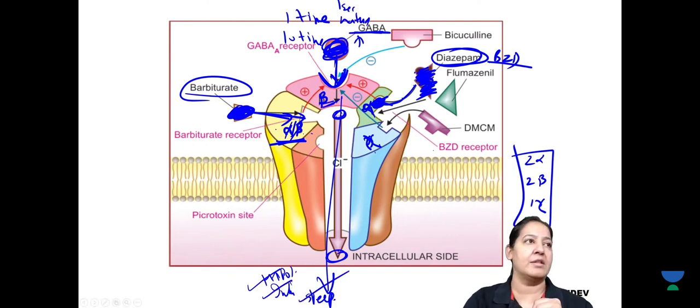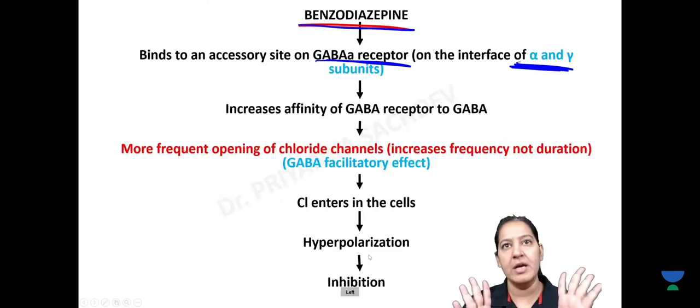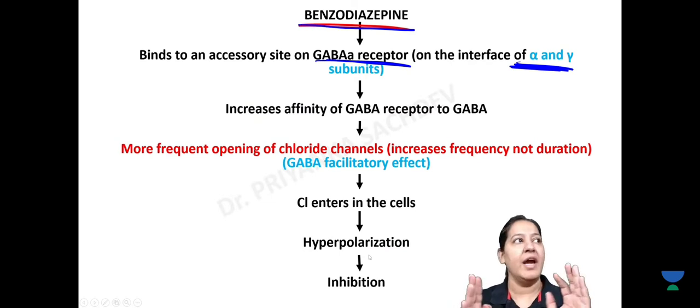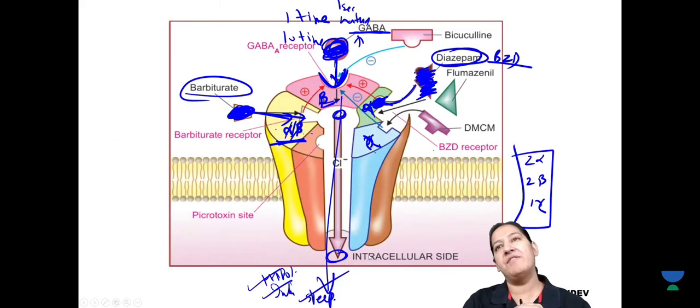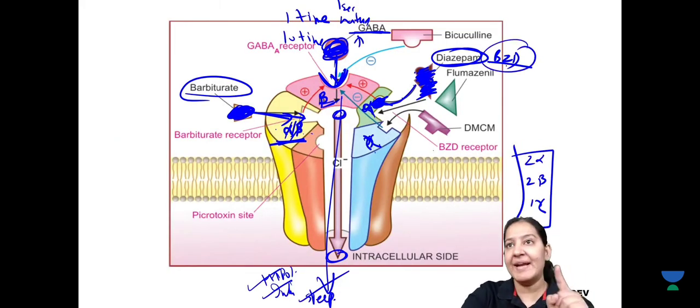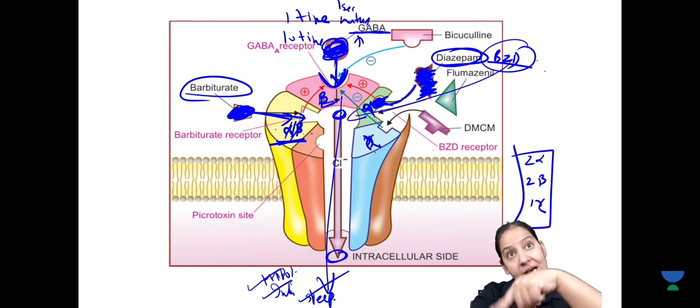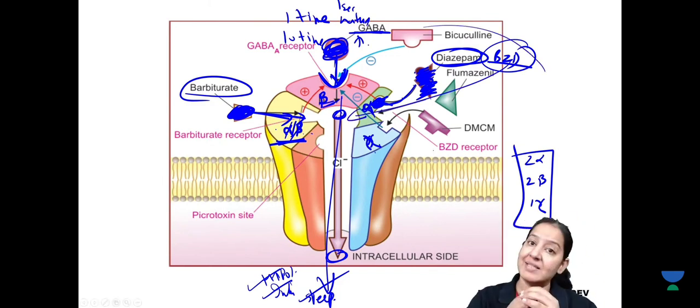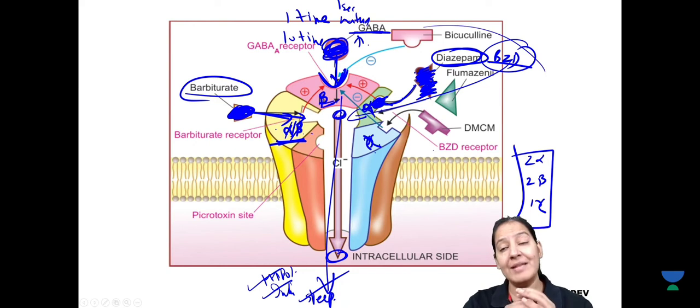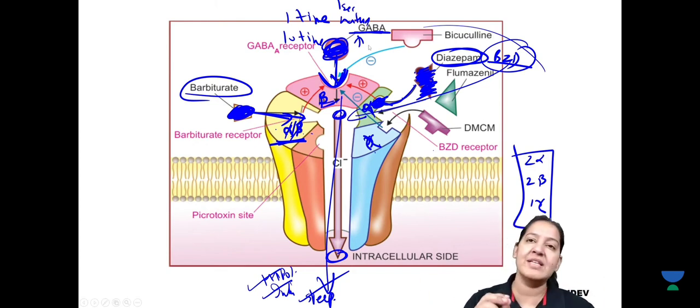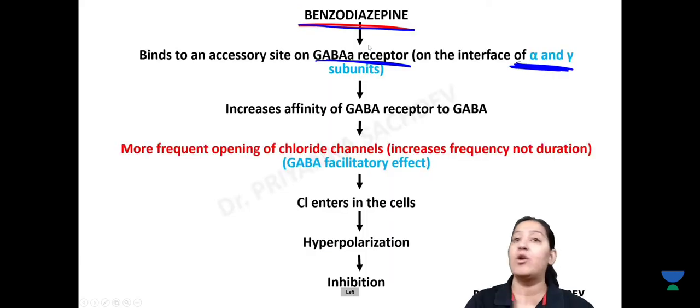Give me a thumbs up. Have you got it? So it is GABA facilitatory action. What do you mean by GABA facilitatory? Benzodiazepine itself is not opening the chloride. It is asking GABA to open more. Normally you open the chloride channel only one time in 1 second; now in my presence, you open the same chloride channel 10 times in the same 1 second. So basically, it is increasing the frequency of chloride channel opening, not the timing. Have you got it?